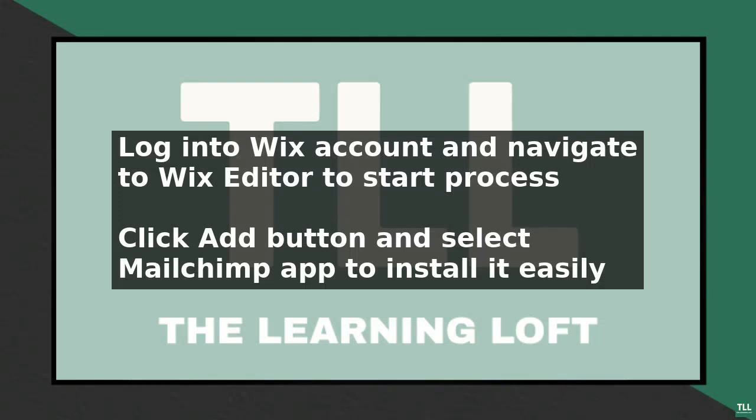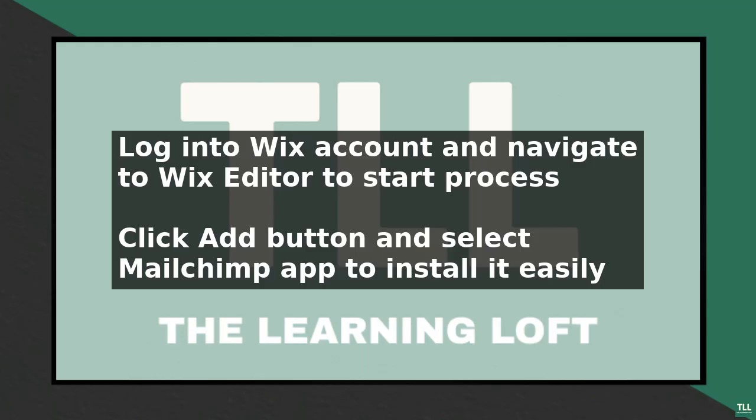To add a Mailchimp pop-up to your Wix website, start by logging into your Wix account and navigating to the Wix editor. Click on the Add button on the left side of the screen and select More from the drop-down menu. Search for Mailchimp in the search bar and click on the Mailchimp app to install it.